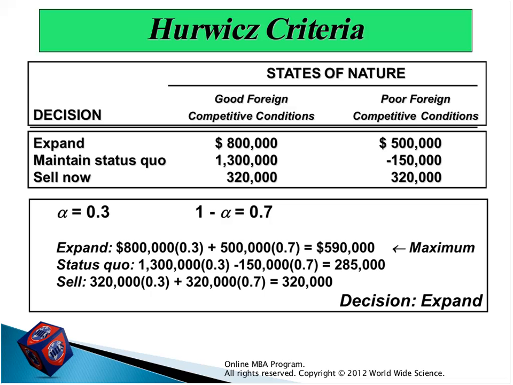For maintain, you should do the same. And for sell, you should do exactly the same. When you calculate these numbers, you should select the maximum number. Among these, 590,000 is the maximum, and it's more than maintain and sell. So this decision tells you expand is the best.